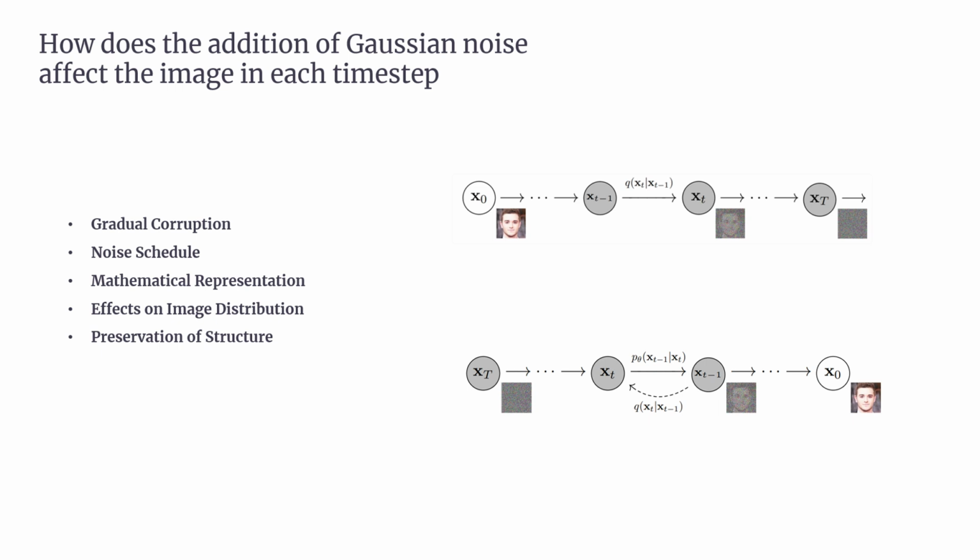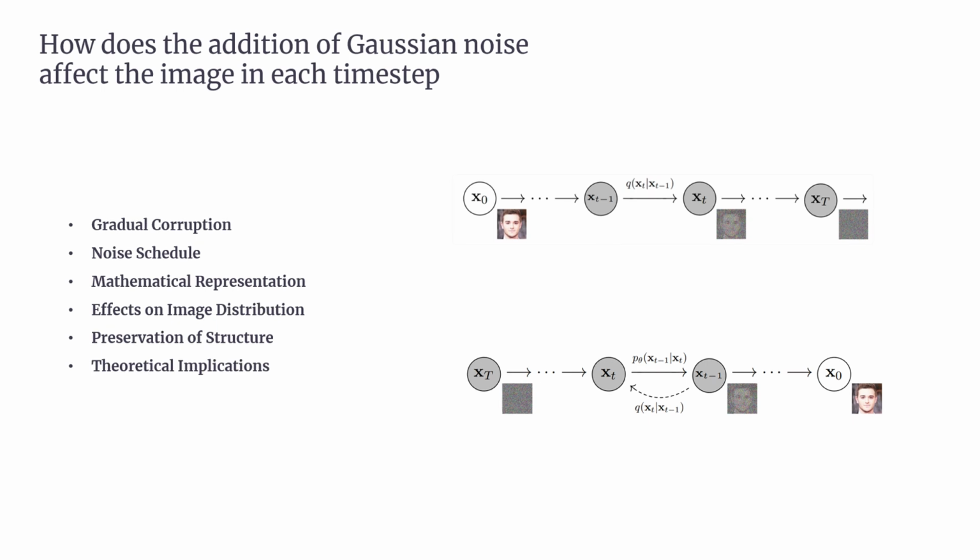This noise addition process forms a Markov chain, where each noisy image at a given time step depends only on the image from the previous time step. This structure simplifies the modeling process and makes it more predictable. Fifth, preservation of structure. 1. Early time steps. During the initial steps, the noise is minimal. This means the original structure of the image is mostly preserved, and the image still looks fairly recognizable.